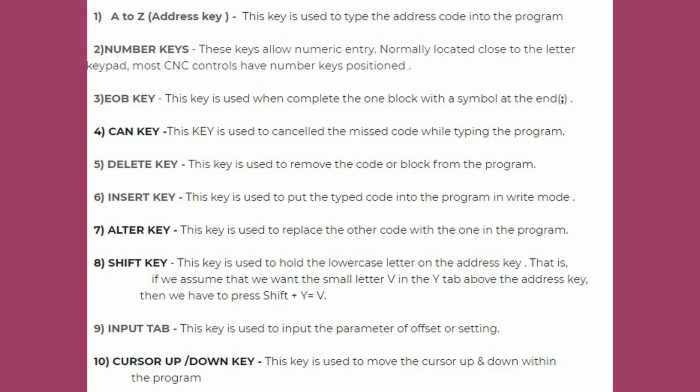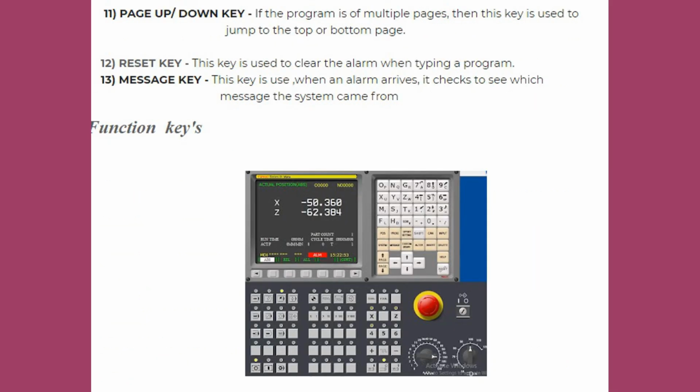Number 9. Input key. This key is used to input the parameter of offset or setting. Number 10. Cursor up/down key. This key is used to move the cursor up and down within the program. Number 11. Page up/down key. If the program is of multiple pages, then this key is used to jump to the top or bottom page.